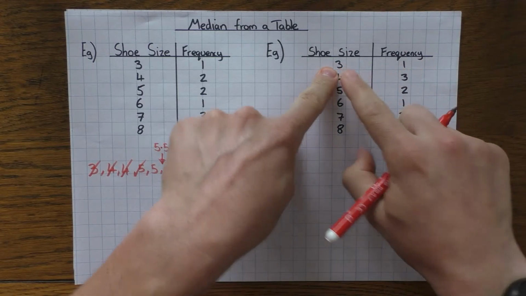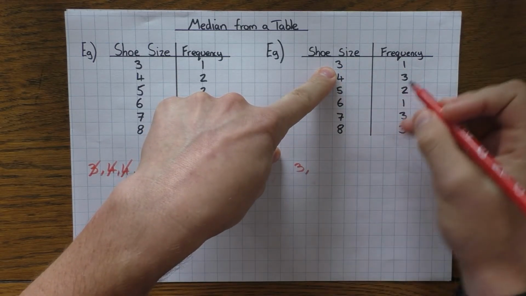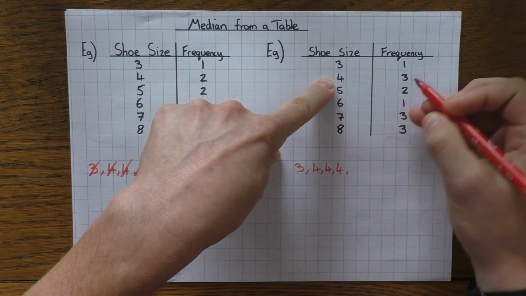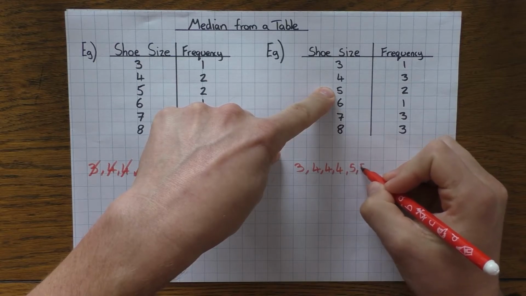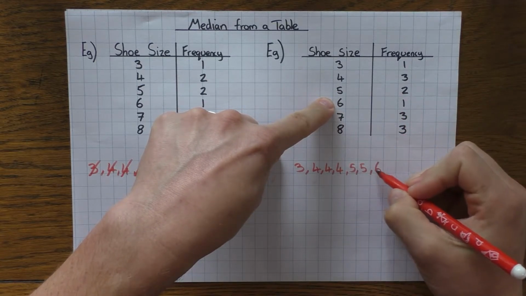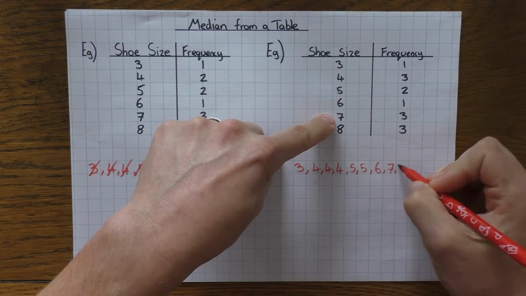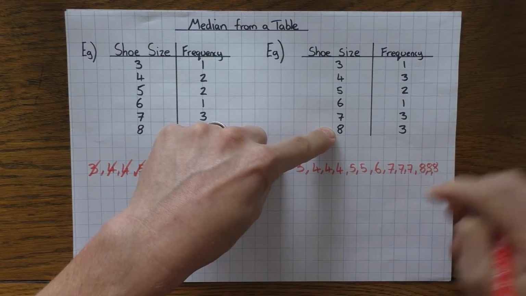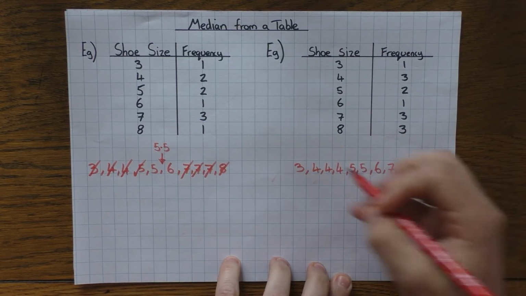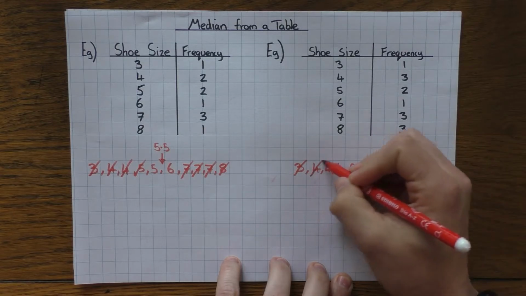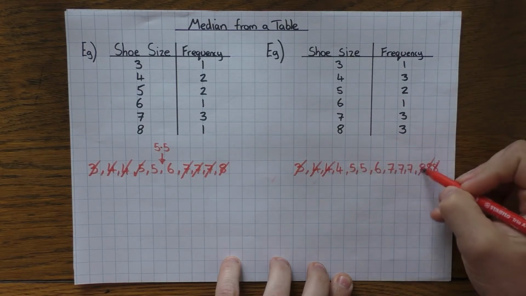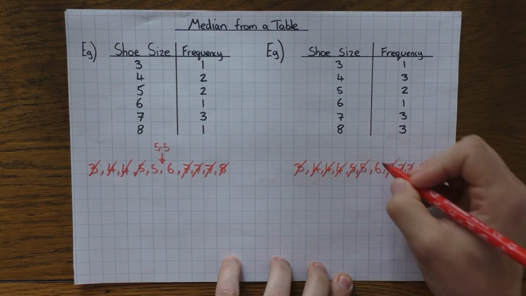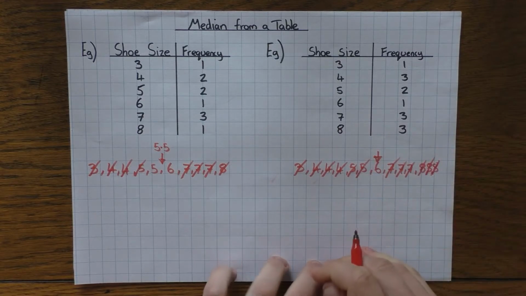So again, I have 1 three. I'm going to take it out of the table again. I have 3 fours, 1, 2, 3. I have 2 fives. I have 1 six, I have 3 sevens, and 3 eights. Okay, so you can just take it out of the table, already in order, and then you can start crossing off from the ends like you would have done many times in finding the average from a list. In this case, the median is 6.